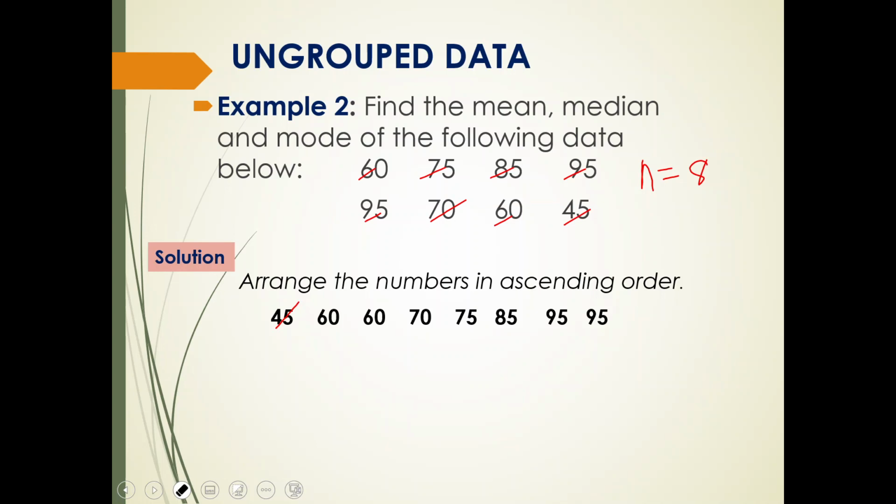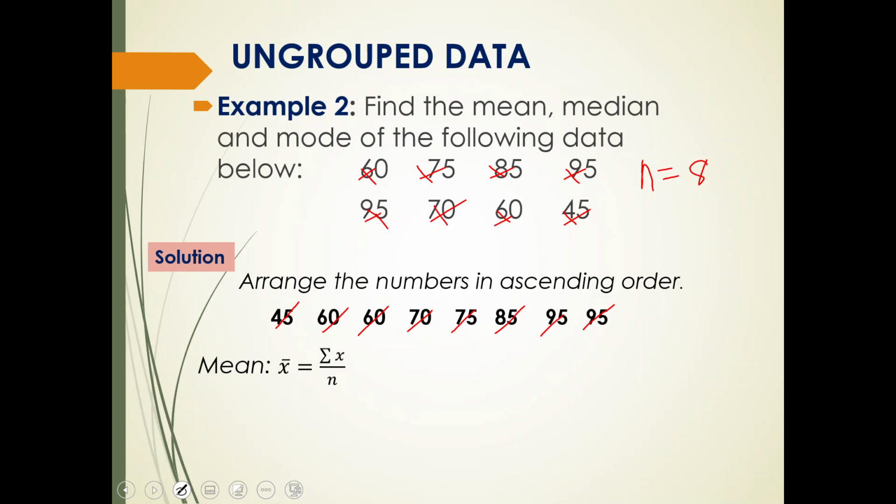Okay. So 45, 60, it's there. 60, it's there. 70, it's there. 75, it's there. 85, it's there. 95, it's there. 95, it's there. Okay. All data are accounted for.